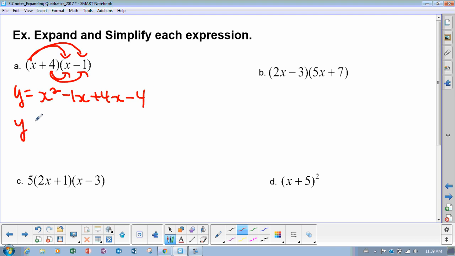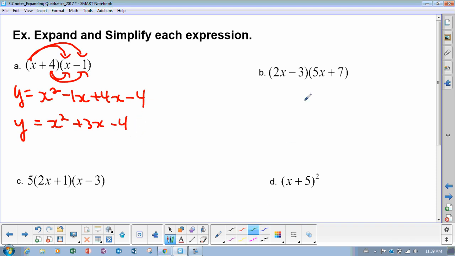So then we combine our like terms. So the x squared stays as is. Negative 1 plus 4 is plus 3x minus 4. So in this example, this is factored form, where we would have zeros at negative 4 and positive 1. We just turn it into the standard form, which is useful because then we'll know the y-intercept.